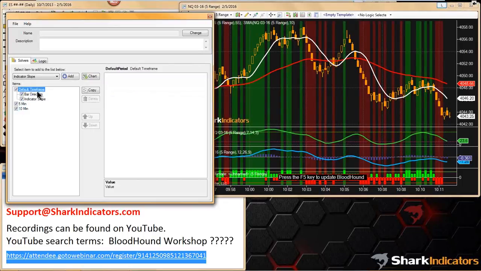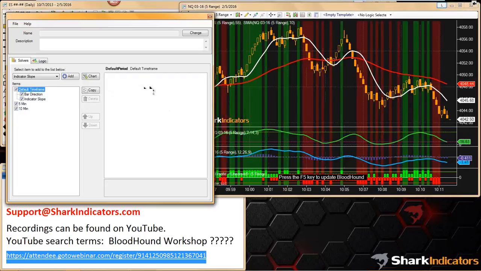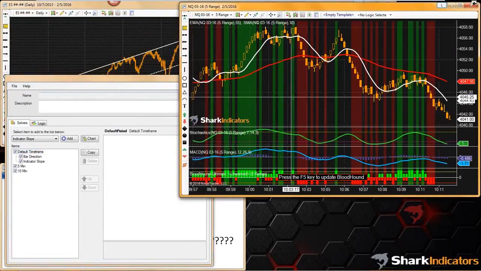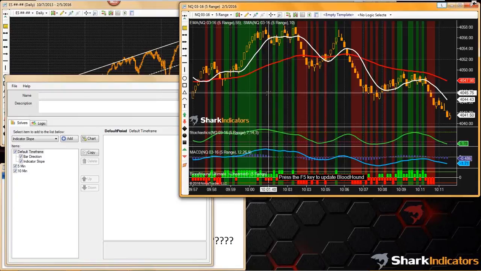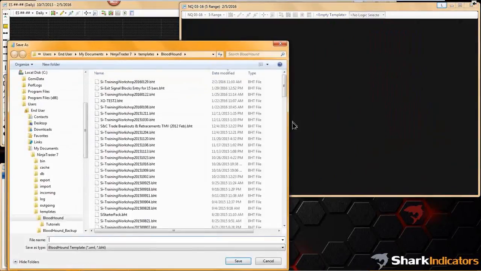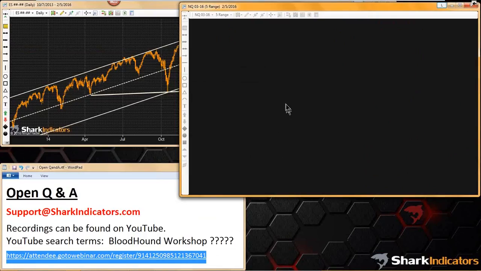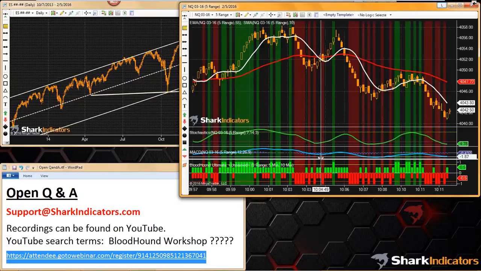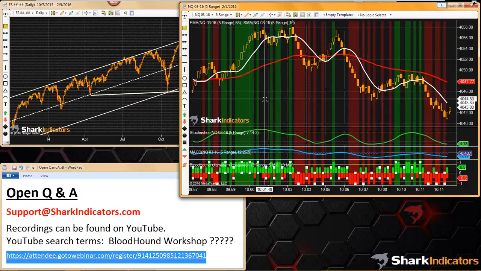So the default time frame, you can never change it. As you can see, the window's blank, but the time frames that you add, you can go and change. So what the default time frame is, is the chart that BloodHound's running on. So let me refresh this here, and I'll just cancel that for now. I'll name my BloodHound file here in just a moment. So whatever chart that BloodHound is running on, that is the default time frame, right?